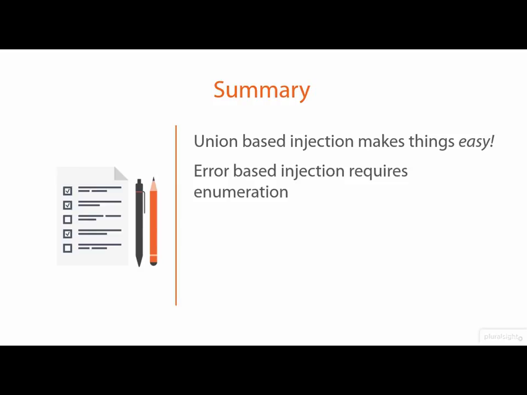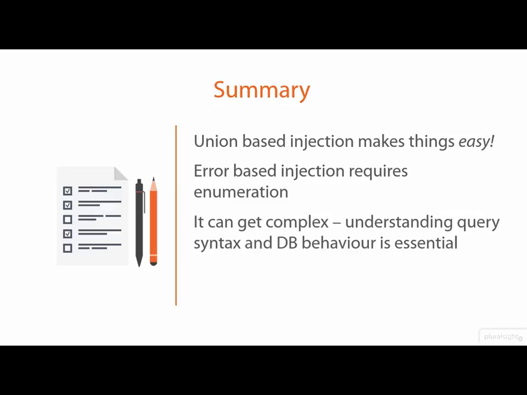Now, error-based injection is of course still very feasible, and that's something that you want to try and use when that union-based injection isn't available. But it does require you to enumerate through the data. You can't just put one great big result set at the end of another one like with union-based injection. So it does start to get complex.